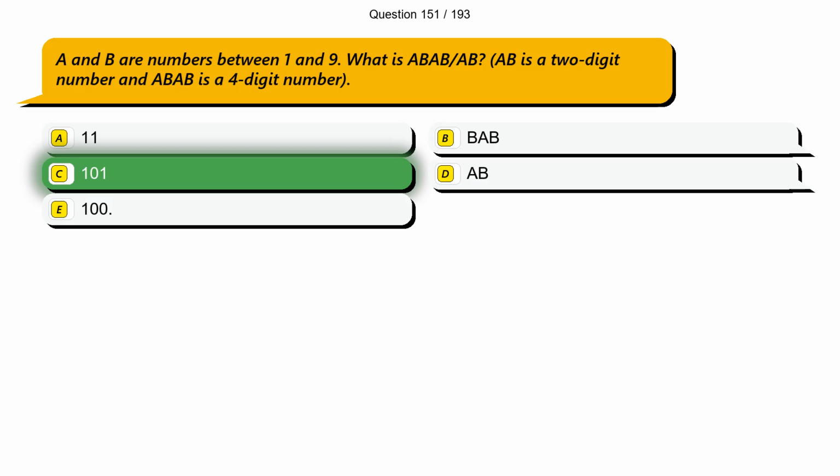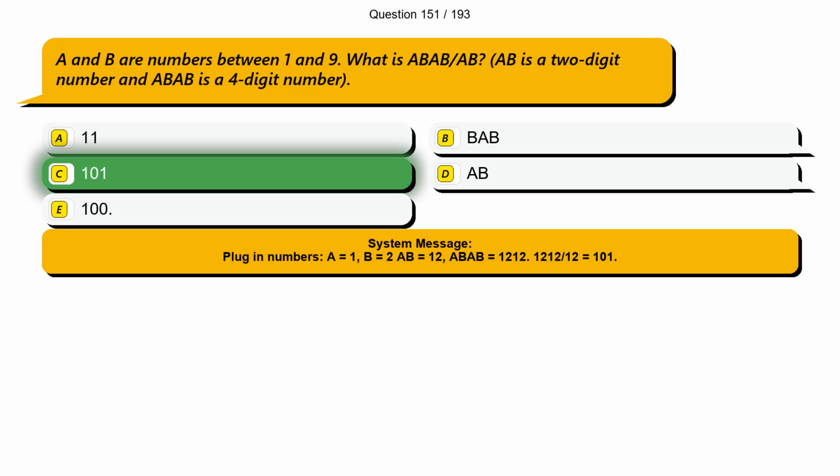The correct answer is option C, 101. Plug in numbers: A equals 1, B equals 2, AB equals 12, ABAB equals 1212, and 1212/12 equals 101.